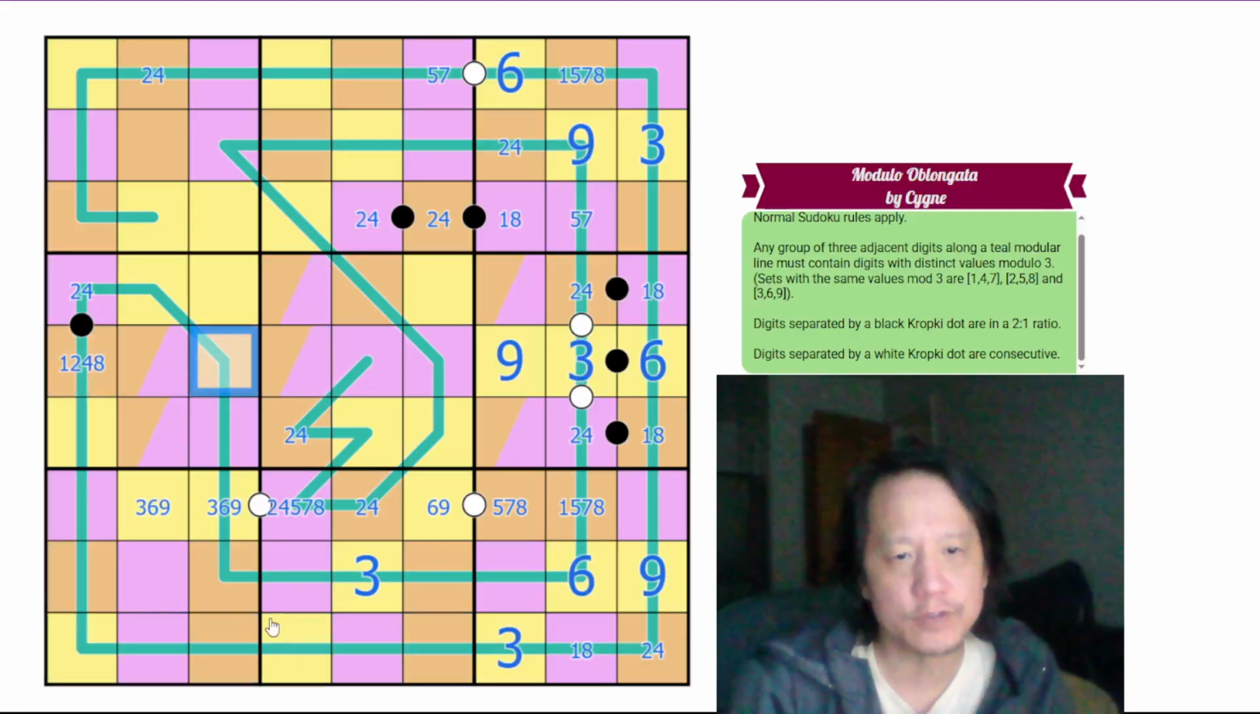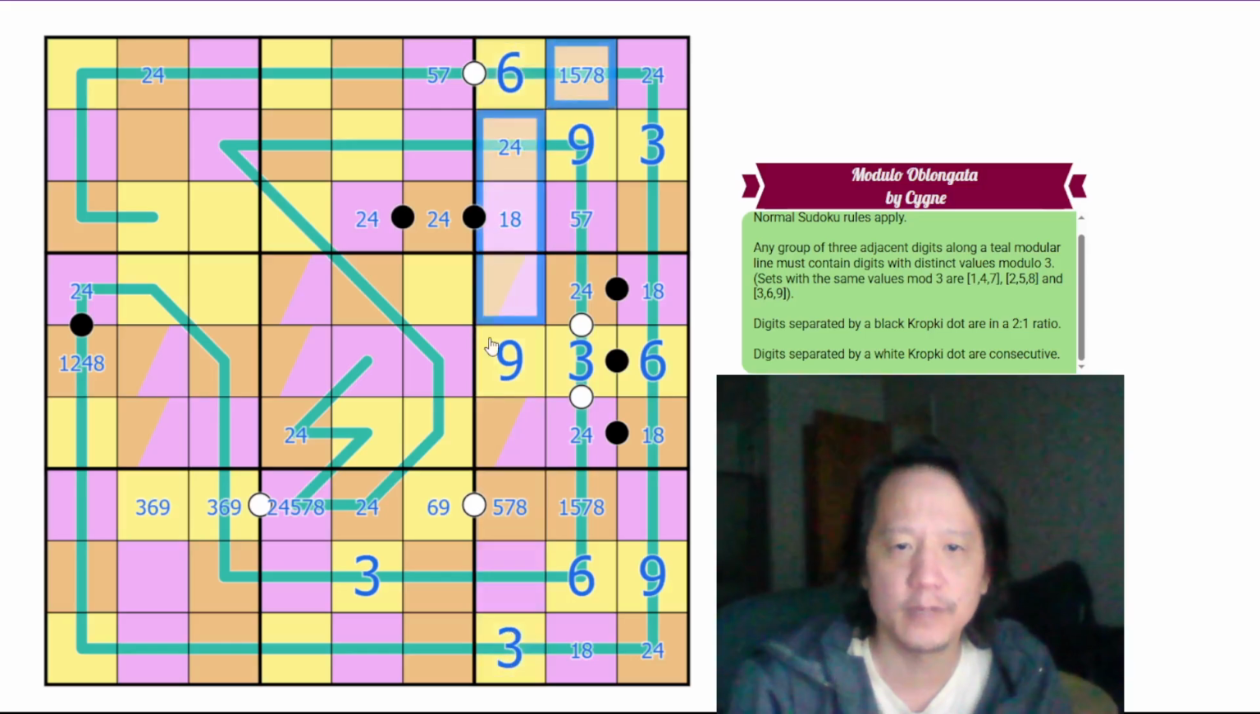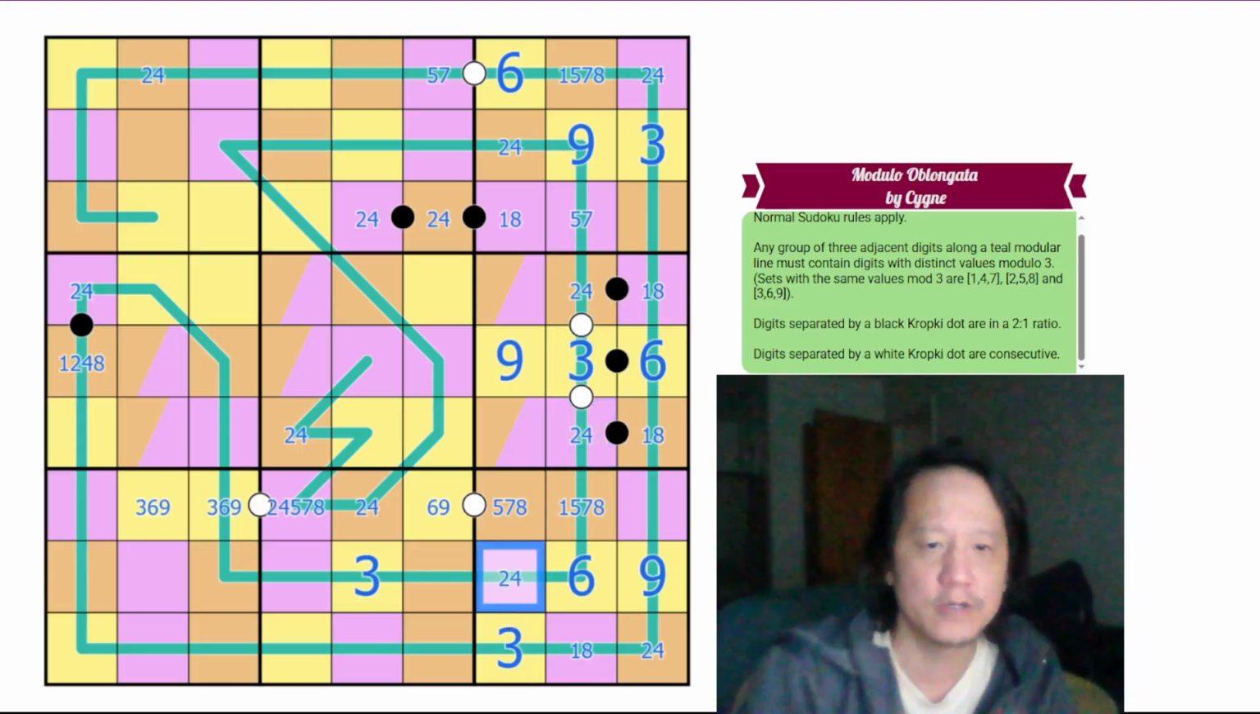Orange 2, 4 is one of those two. Orange 2, 4 is here, here, here, here. Do we have anything about pink 2, 4? Cannot be either of these, so this must be pink 2, 4 here. Where's pink 2, 4 in column 7? Can't be here because of the pink 2, 4s in the boxes, so it must be here.